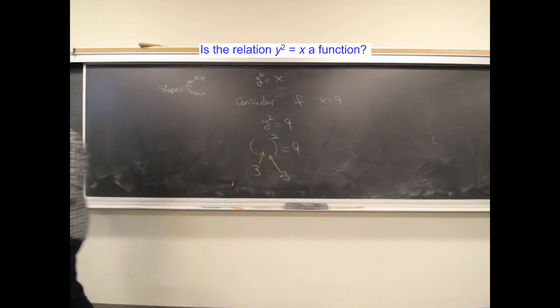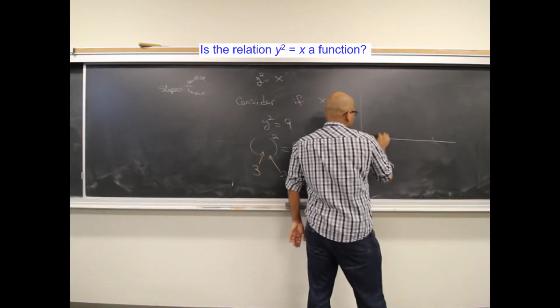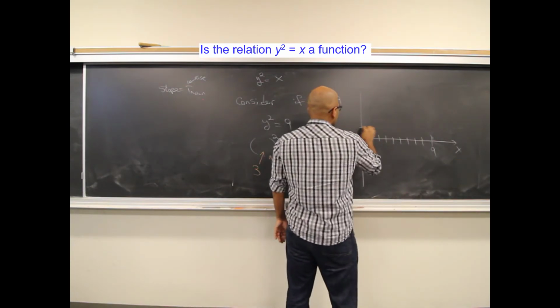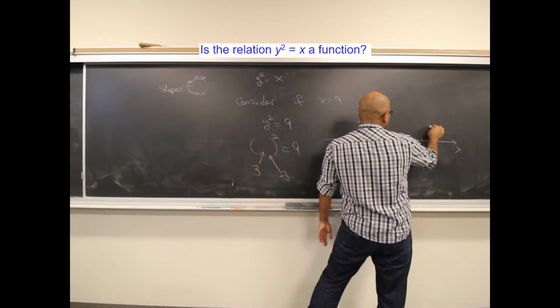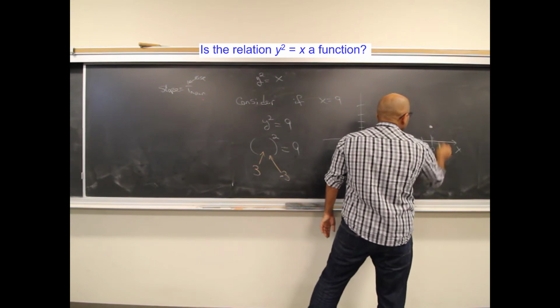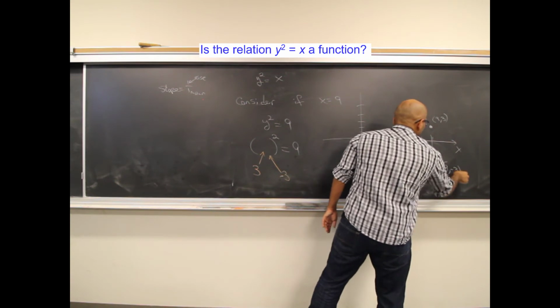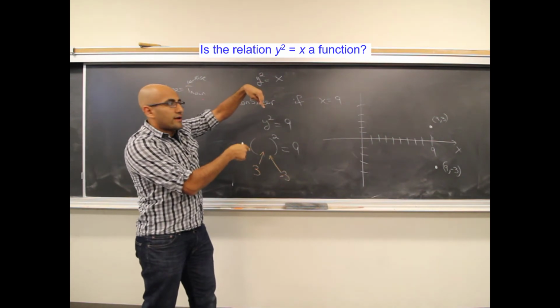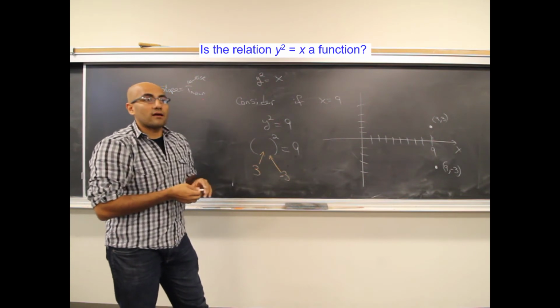If we graph them, they would look a little like this. 1, 2, 3, 4, 5, 6, 7, 8, 9. Here's 9 along the x-axis. And 1, 2, 3, 4. So we end up with something that looks like this: (9, 3) and (9, negative 3). So we have a case where the two dots are on top of each other. This is not going to pass the vertical line test. This is not a function.